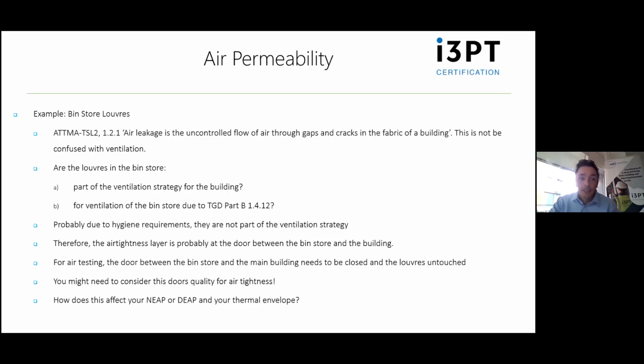Therefore, the air tightness layer is probably at the door between the bin store and the main building. For air testing, the door between the bin store and the main building probably needs to be closed and the louvers untouched. And therefore, you might need to consider this door's quality for air tightness. And finally, how does this affect your NEAP or DEAP and your thermal inflow?